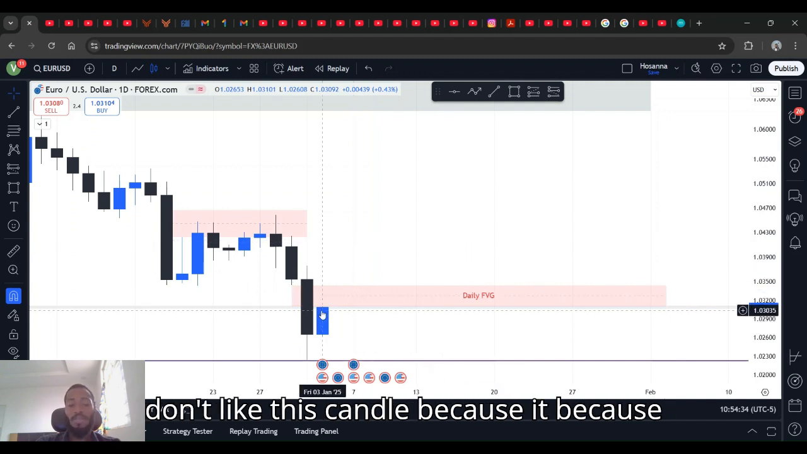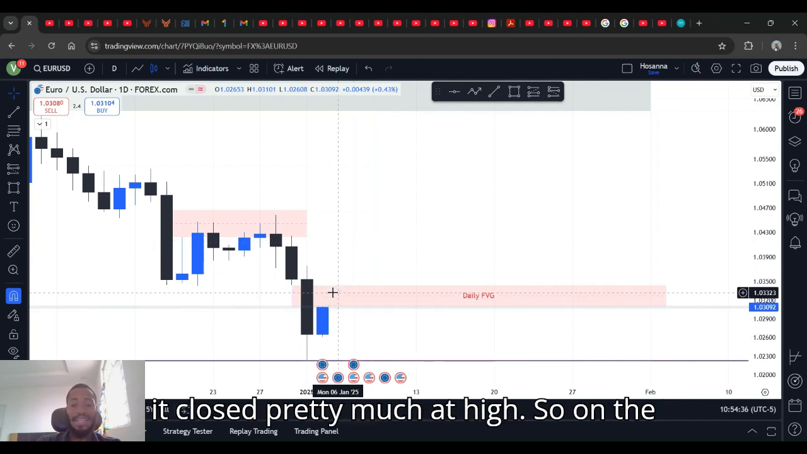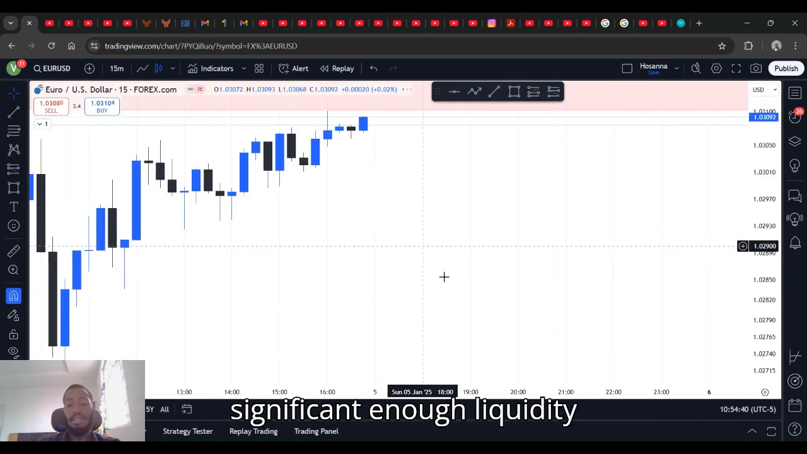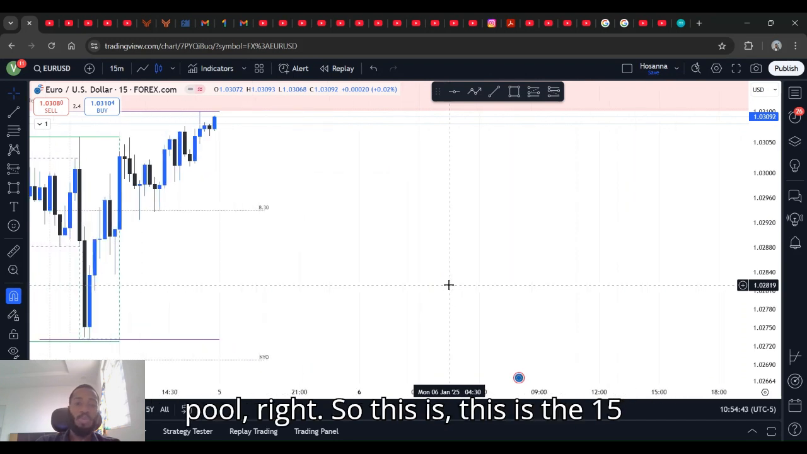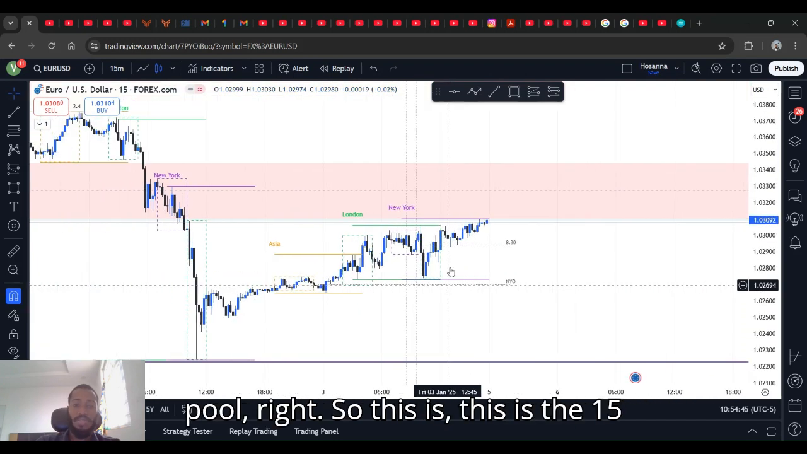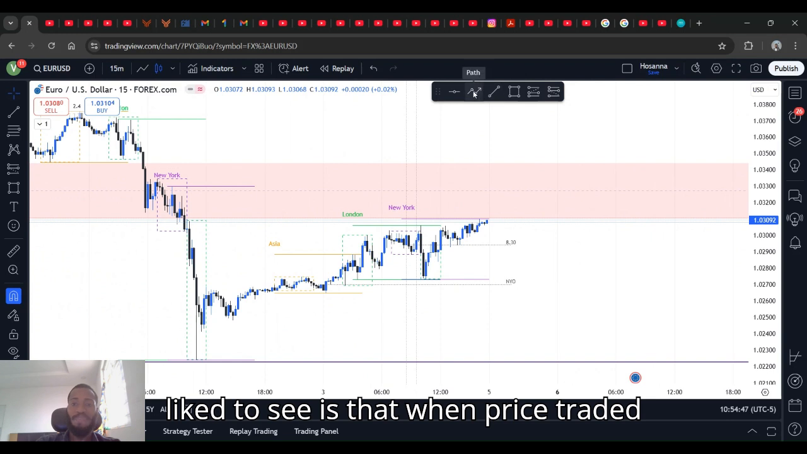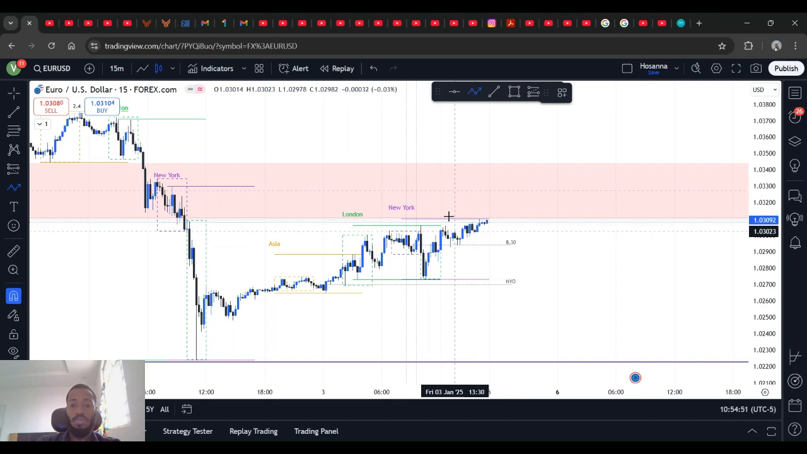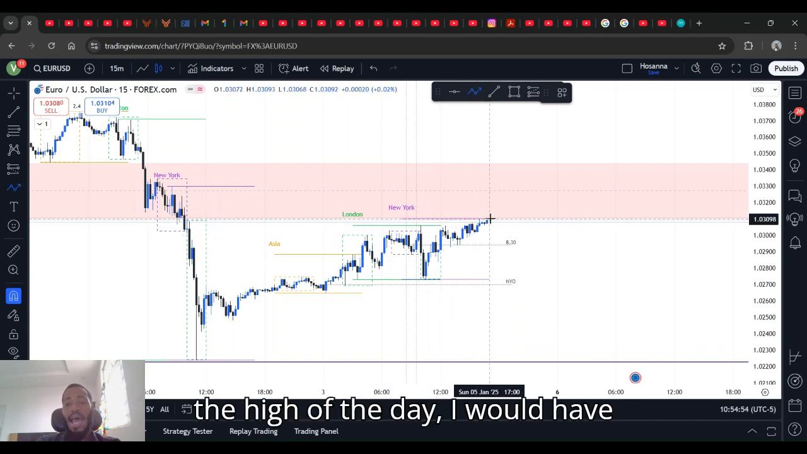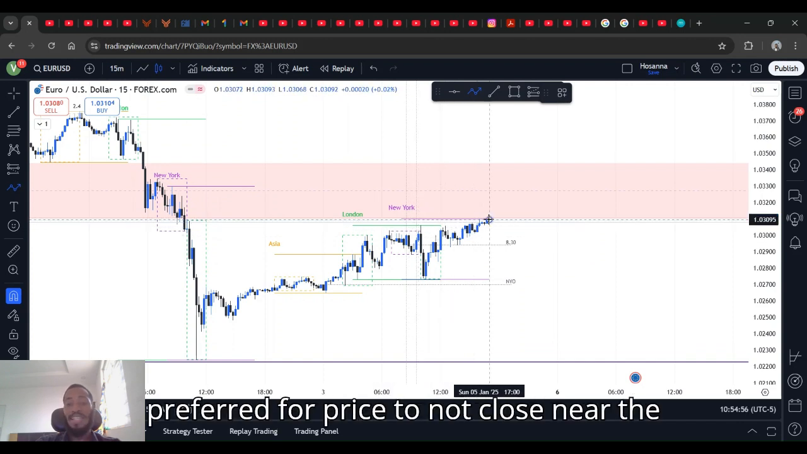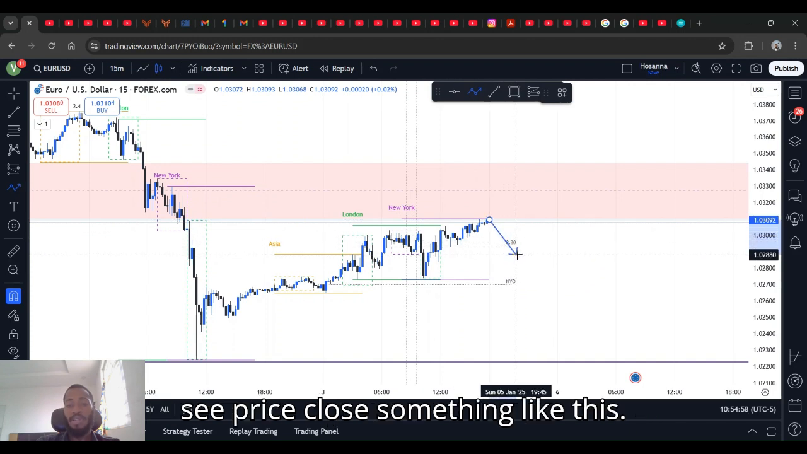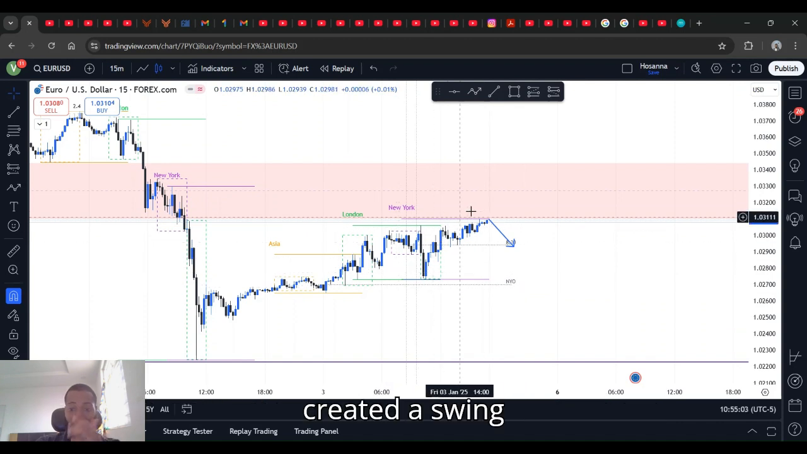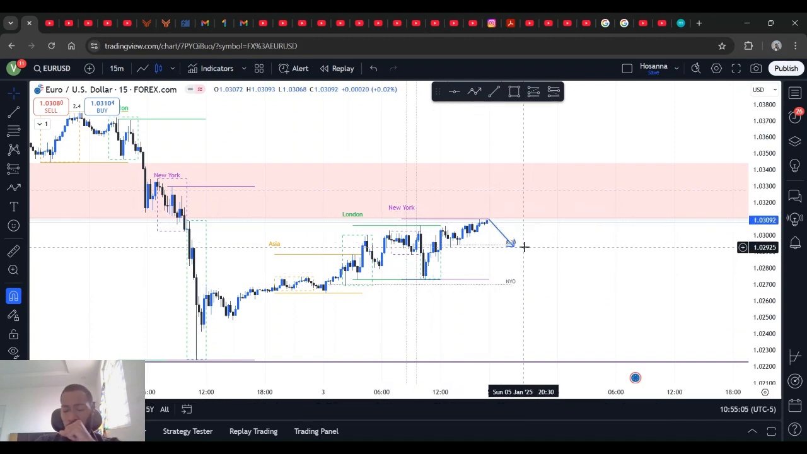Now I don't like this candle because it closed pretty much at the high. So on the lower time frame, there isn't a significant enough liquidity pool, right? So this is the 15-minute time frame. What I would have liked to see is that when price traded here, at the high of the day, I would have preferred for price to not close near the high of the day. I would have wanted to see price close something like this. What that would do is that it would have created a swing point.